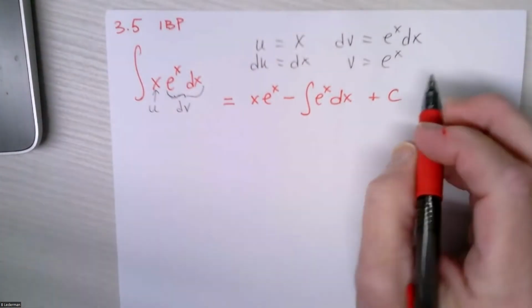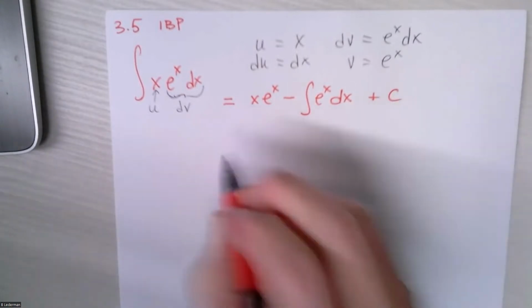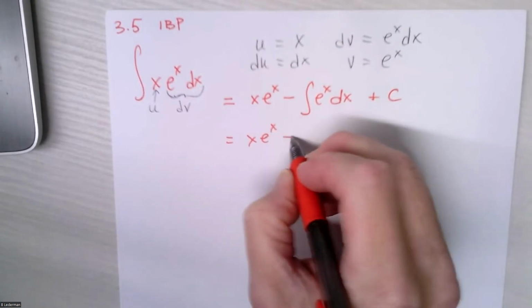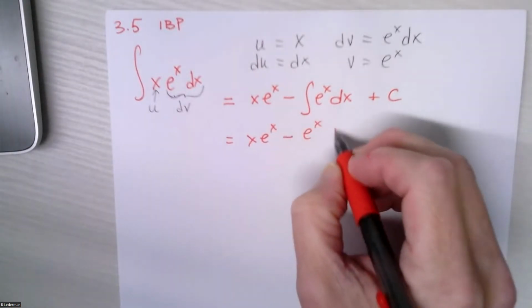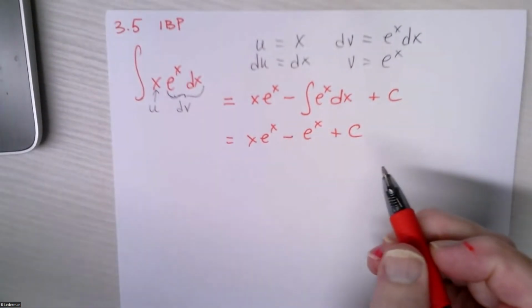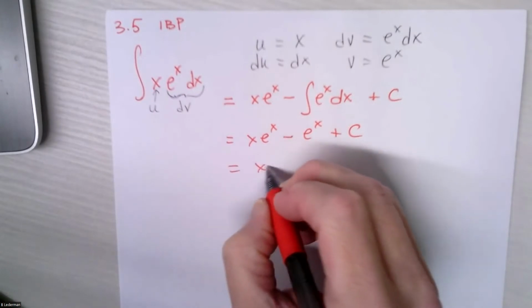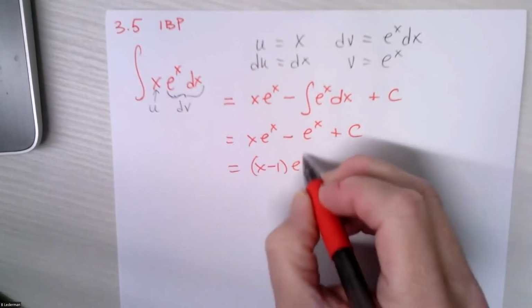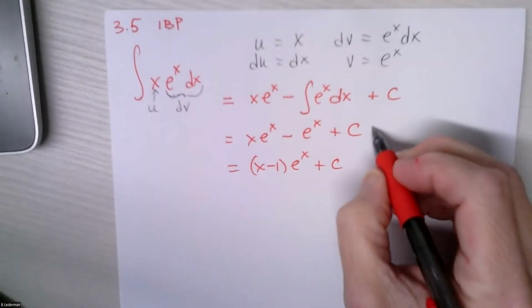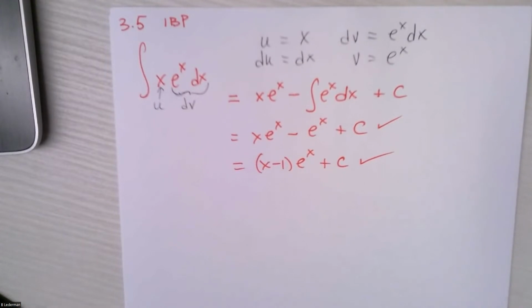Oh, you know what? I put in the plus c too soon. It doesn't matter. It equals x e to the x minus e to the x plus c. And that's it. If you want to be fancy, you could write x minus 1 times e to the x. That's fine. Either way is perfectly fine and perfectly correct.